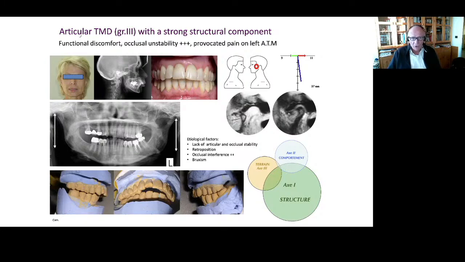Another type of patient, articular TMD. It is a grade 3. You can see the condyle and the disc in open. Grade 3 of a left TMJ. But complicated occlusion. And here it is difficult to take a decision.